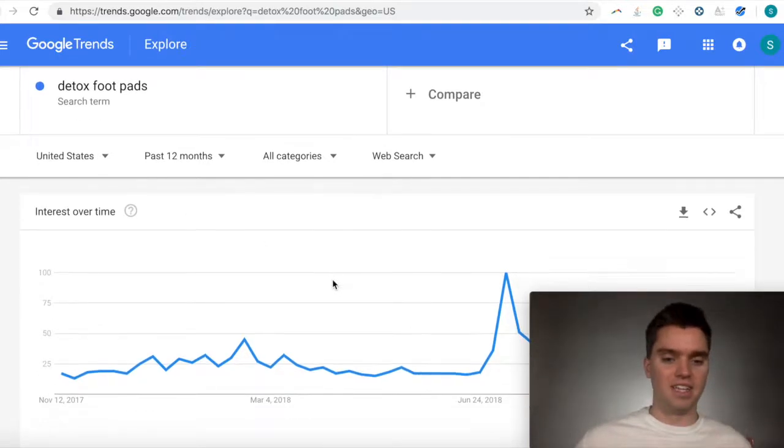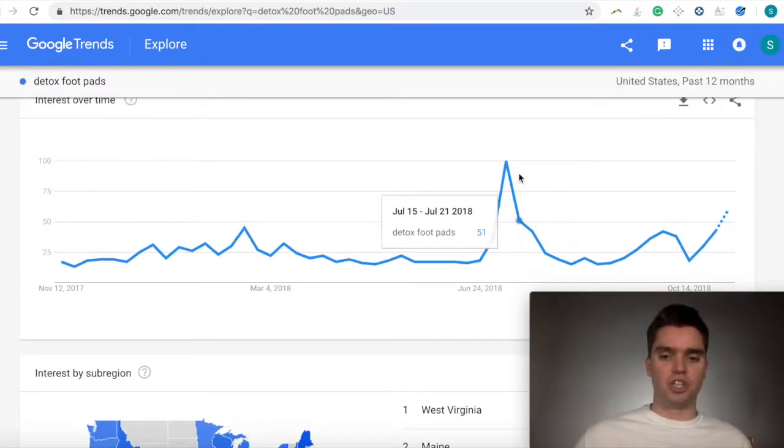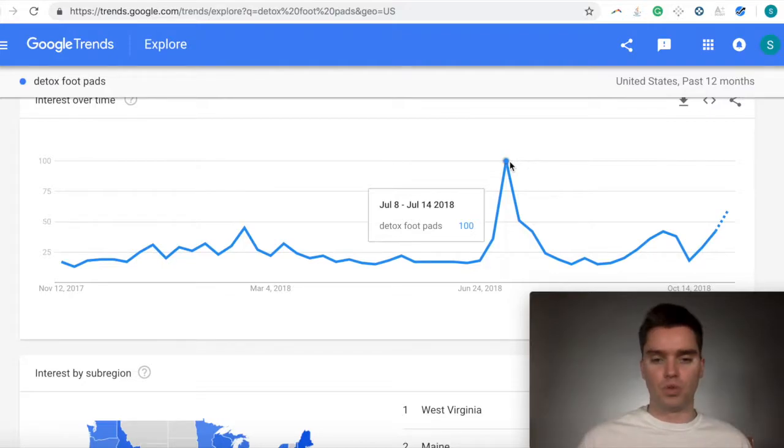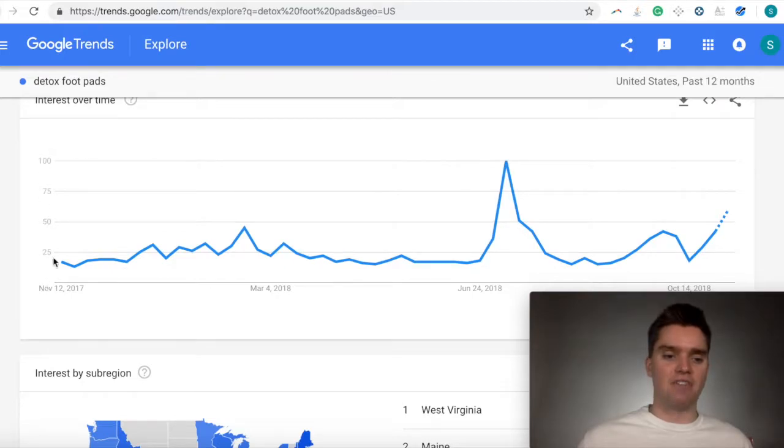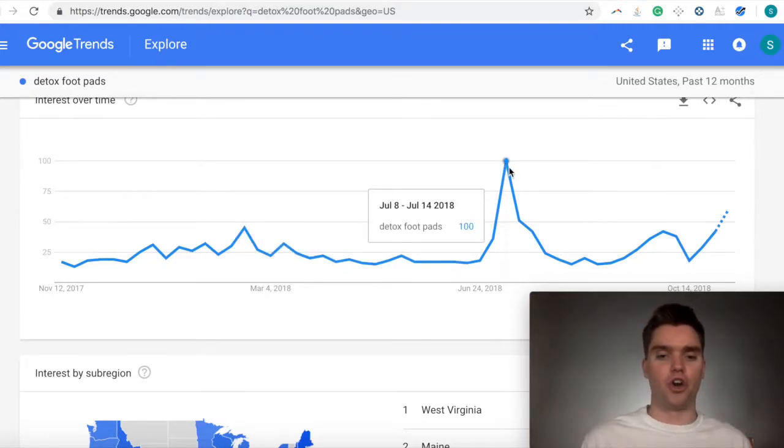All right, finally, let's scroll down here. As you can see, there's this clear trend over here between July 8th and July 14th, 2018. If you look over here on the left, at the y-axis, you see 25, 50, 75, 100. What this means, it's not a number. A lot of people get this confused with a million or 100,000. This is a percentage of total search interest for this topic. So 100% of search interest occurred July 8th through July 14th, 2018.